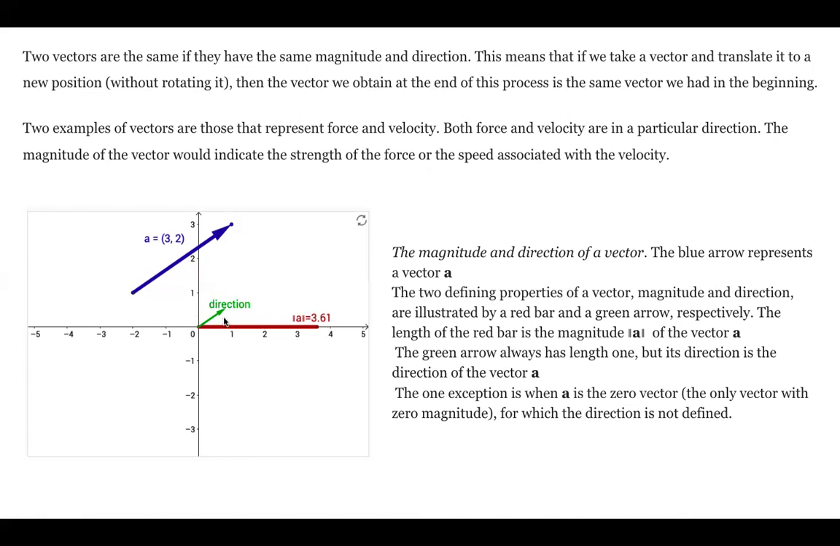So see here, the blue arrow represents vector A. The two defining properties of a vector, magnitude and direction, are illustrated by the red bar. So this is the magnitude and this is the direction. If you see, this is parallel, and the magnitude is this, which means from here to here is equal to from here to here. So the magnitude, the distance from here to here, is 3.61, and this is its direction. See the green arrow, this one has only one length, but it is the direction of the vector. There is one exception, which is the zero vector, which does not have any magnitude, and neither does it have any direction.